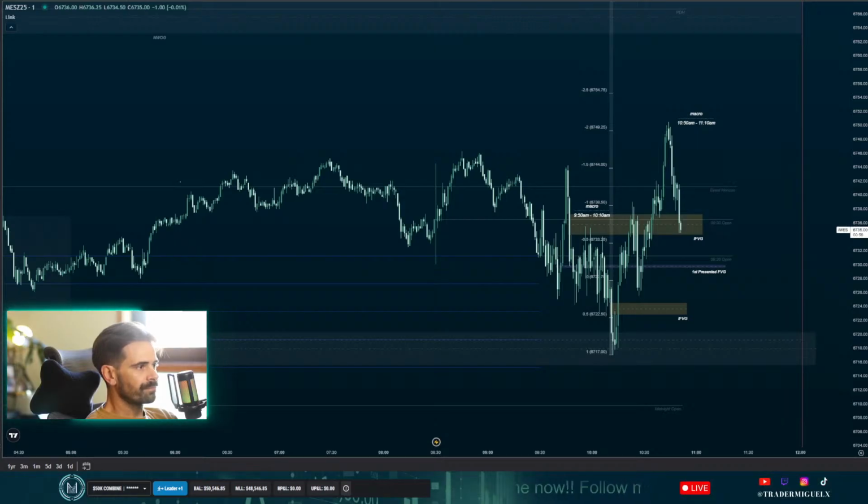Now let's see, because at this point we are inside the macro, so the macro can eventually offer some momentum to the downside. Let's see if we will have that momentum or not.